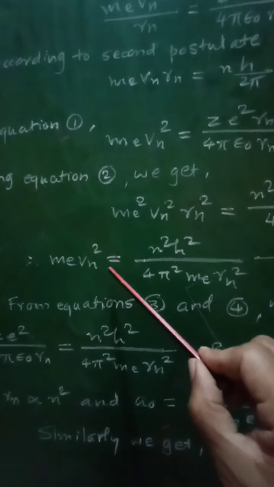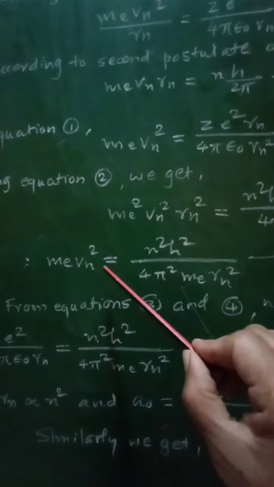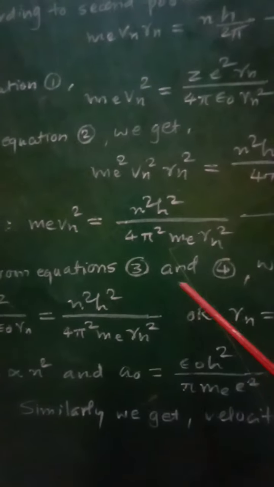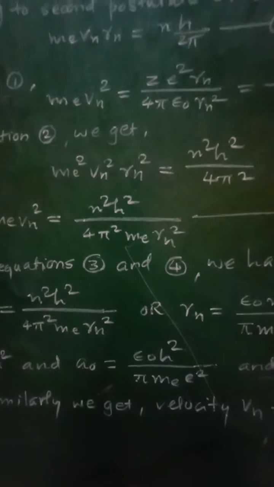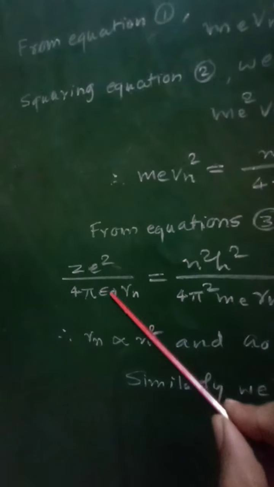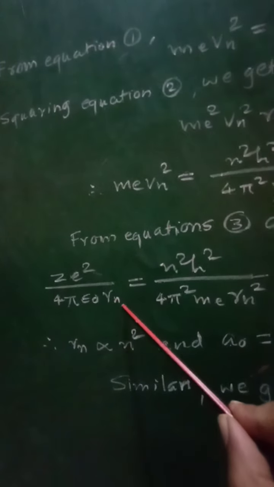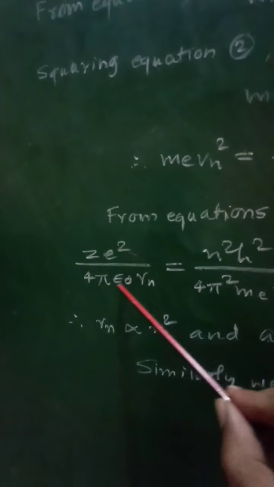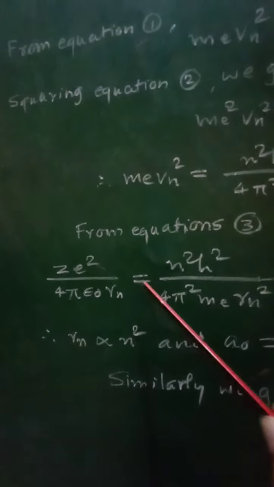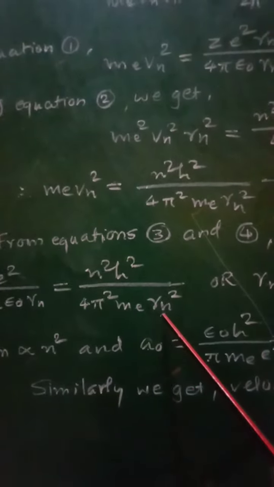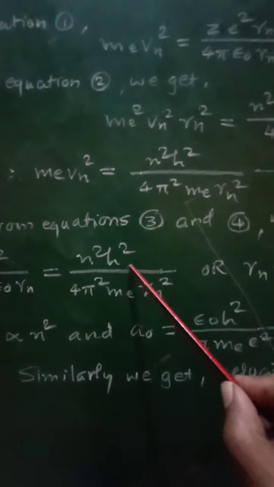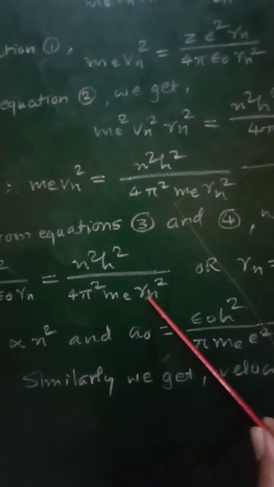As for equations 3 and 4 the left sides are the same, therefore the right sides must be the same, and therefore equating equations 3 and 4, we will get Z e square upon 4 pi epsilon 0 Rn must be equal to n square h square upon 4 pi square me Rn square.